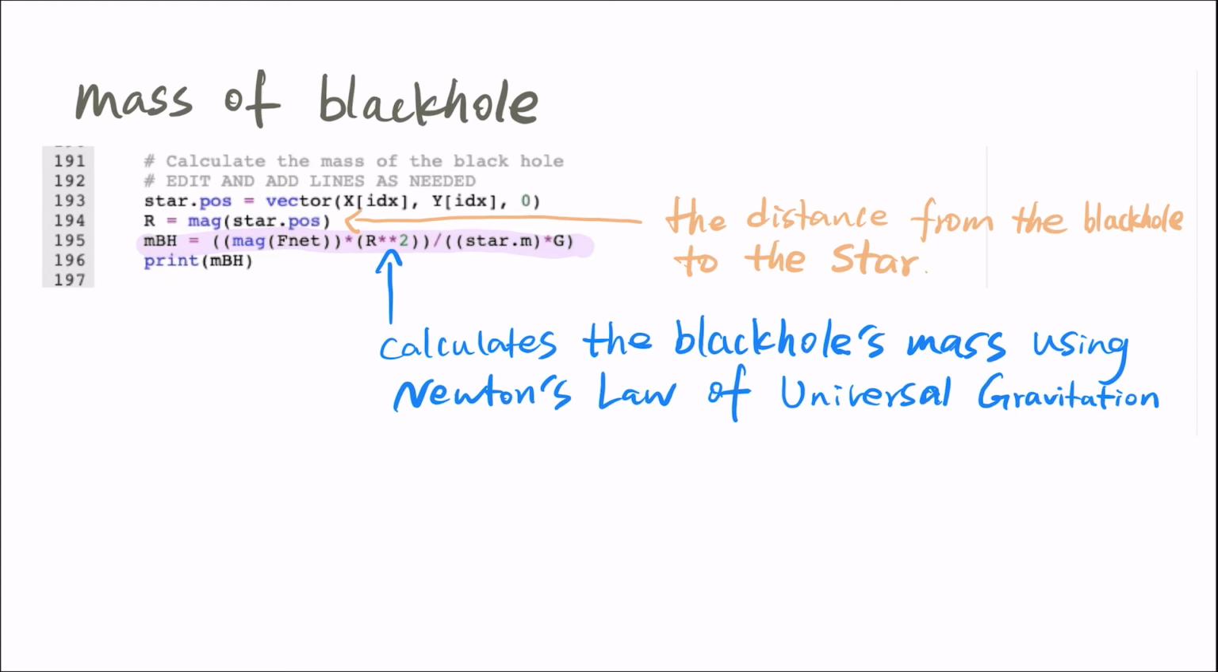Here is a calculation of the mass of the black hole. Here we have the position of the star and the distance from the black hole to the star, which is R, and on line 195, this formula calculates the black hole's mass using Newton's law of universal gravitation.